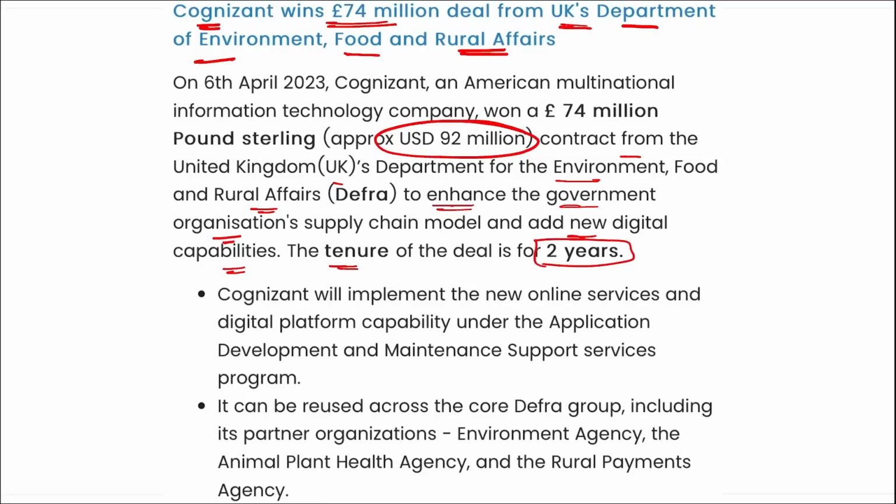So remember, it is your Cognizant that has won the 74 million deal from UK's department, that is DEFRA, UK's Department of Environment, Food and Rural Affairs. Cognizant will implement the new online services and digital platform capability under the Application Development and Maintenance Support Service program.